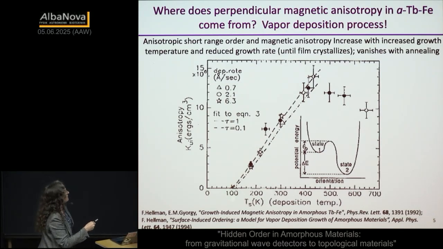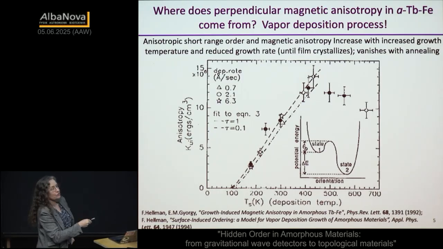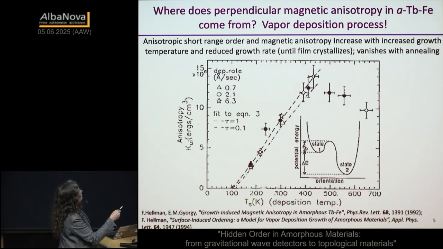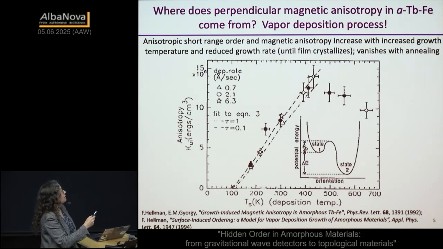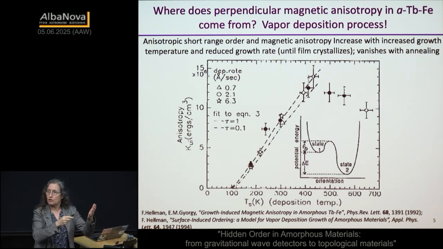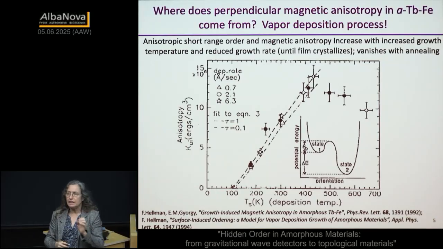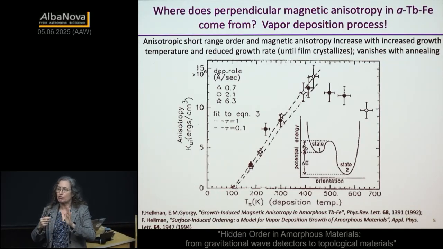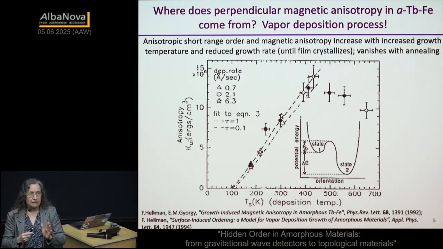So the interesting thing about that is this is a plot of the magnitude, how much does it want to be out of the plane, as a function of the temperature at which I grew the film. So if I grew the film at room temperature, perpendicular. If I grow it at higher temperatures, more perpendicular, wants even more to be out of the plane. If I grow it at lower temperatures, it goes away. So this is not only growth-induced, it's not just a memory, it is a memory that is enhanced by growth temperature. It also goes away when I anneal.